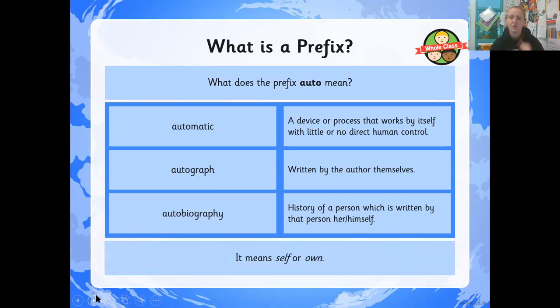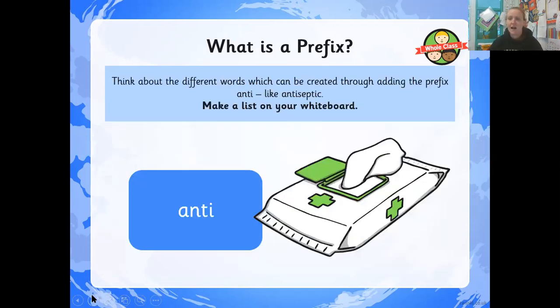That's interesting. So we've got super, which means greater or more than or above. We've got auto, which means it's about yourself or your own. And the last one we're going to look at is anti. Anti. Pause me. See if you can write down 5 words with the prefix anti. Come back when you have written 5 down.